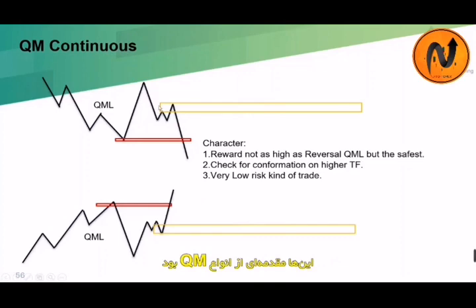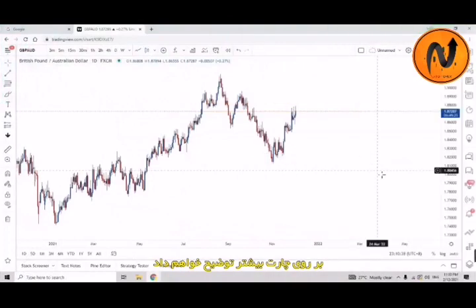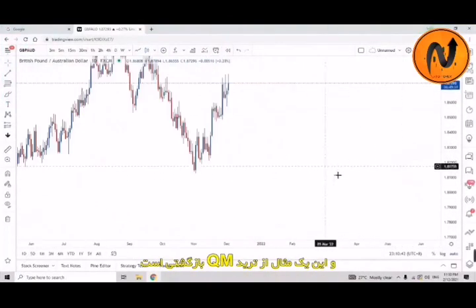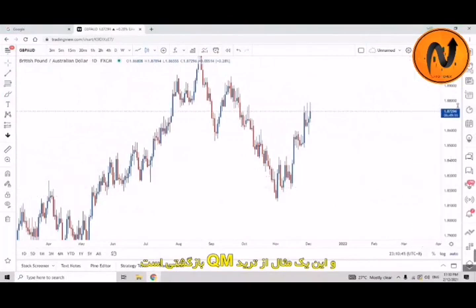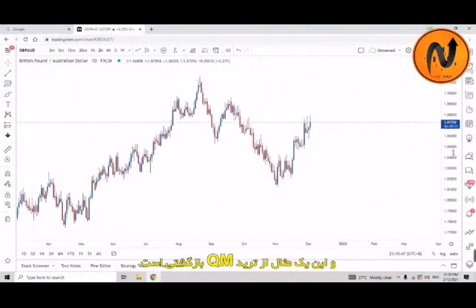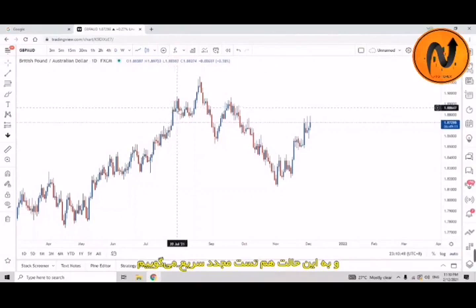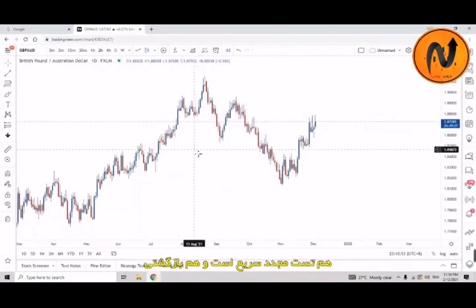So that's it for the introduction of this QML and other kind of setup. I'm going to go into the chart and show you more about it. All right, so now we are at a chart. This is a type of reversal trade, and this is what we call a quick retest. A quick retest is a combination.